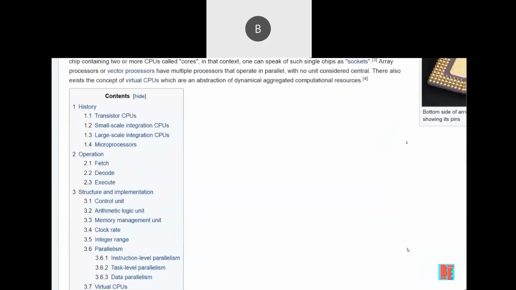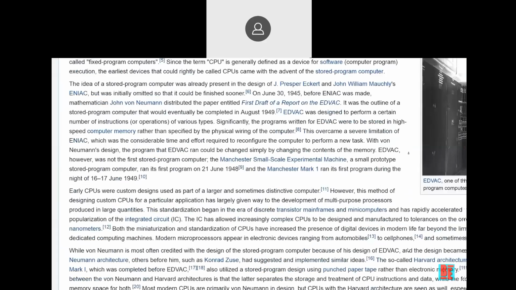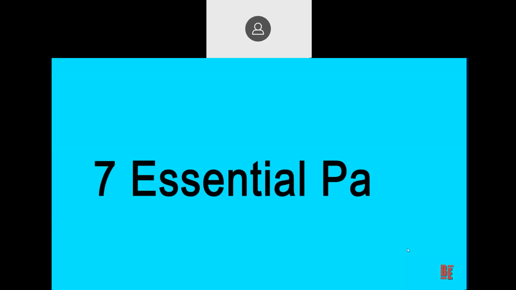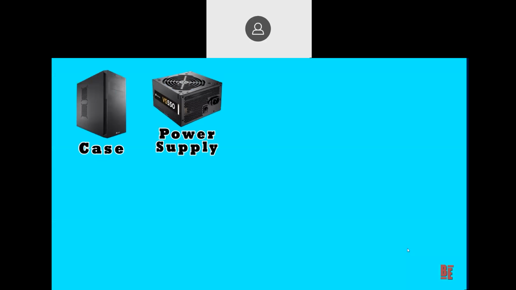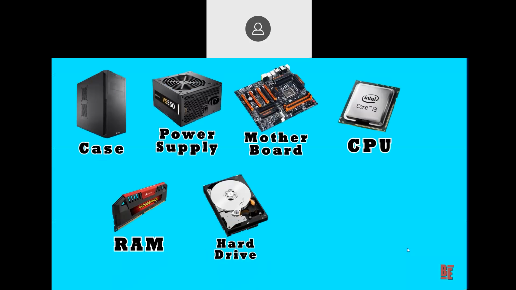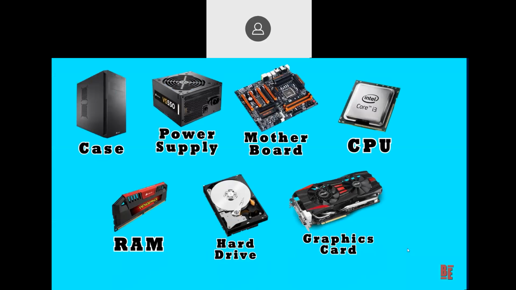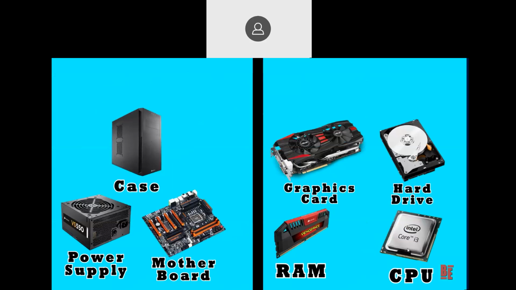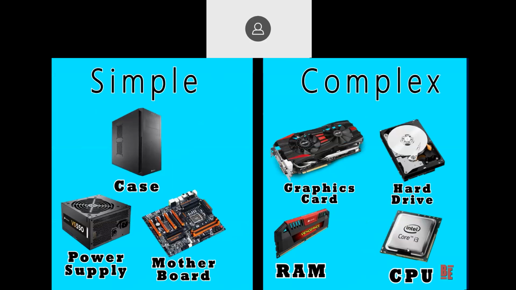While each one of these components is complex enough to spend a lifetime learning about, I'm going to give a very broad and general overview. A typical desktop computer comes down to these 7 essential parts: case, power supply, motherboard, CPU, RAM, hard drive, and graphics card. These are the fundamental parts of any desktop computer.